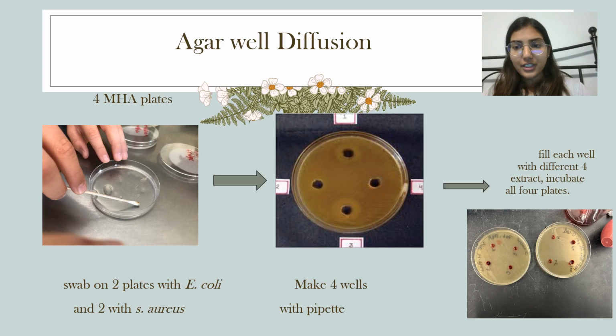So proceeding further, our next test was agar-well diffusion, in which we first took two MHA plates and then swabbed both of the organisms, E. coli and S. aureus, on each plate. And after swabbing, we made four wells in our agar because we used.